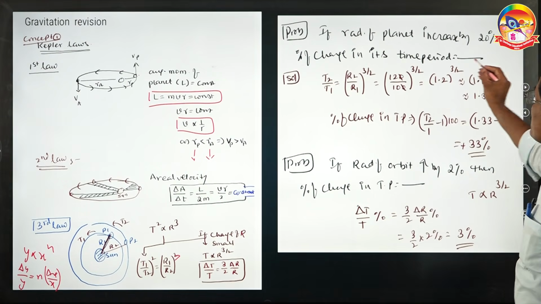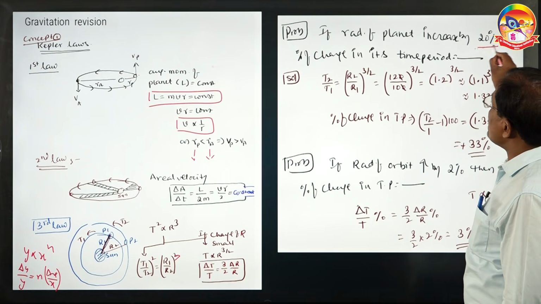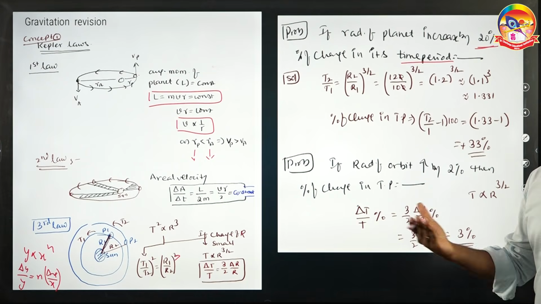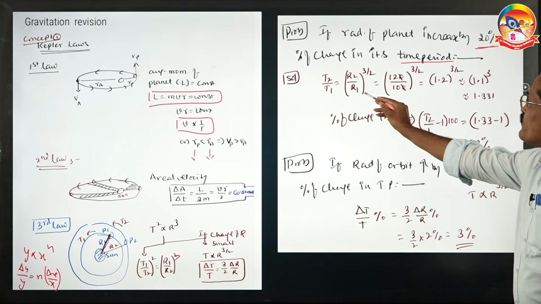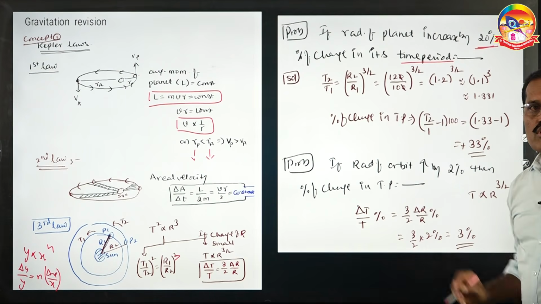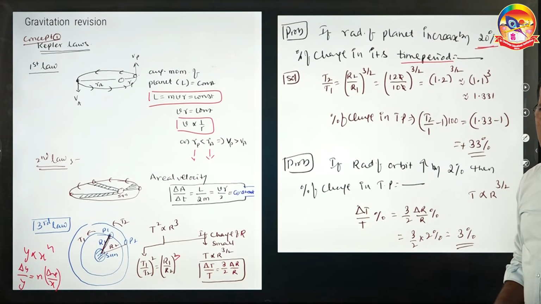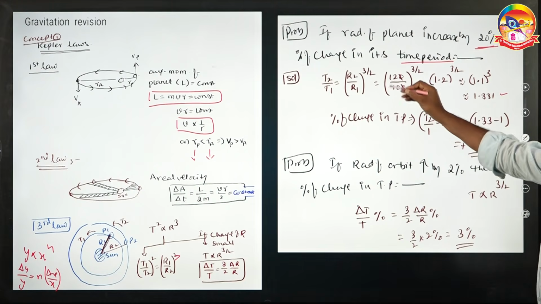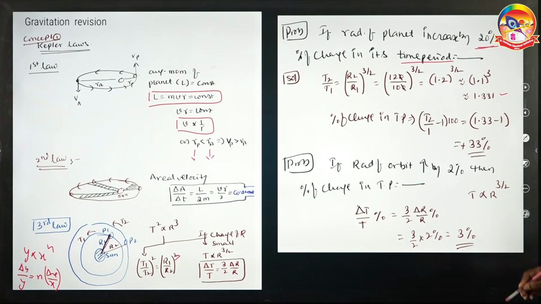You can check that here, very simple one. If the radius increased by 20%, what is the percentage change in the time period? Take r1 equal to 100, r2 equal to 120. The percentage change in the time period I want to calculate, which is T2 by T1, is equal to 1.331.